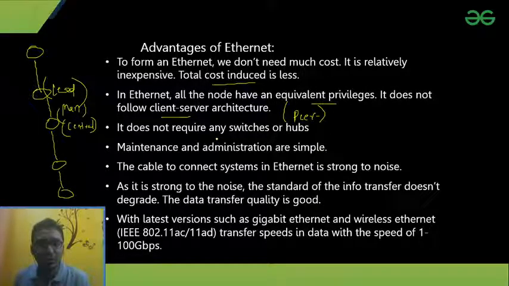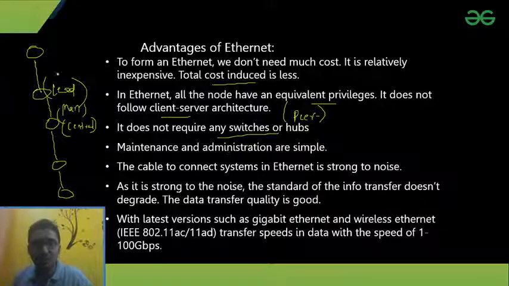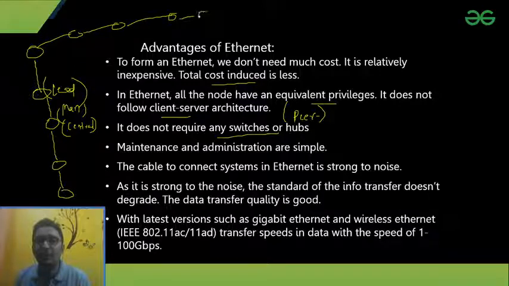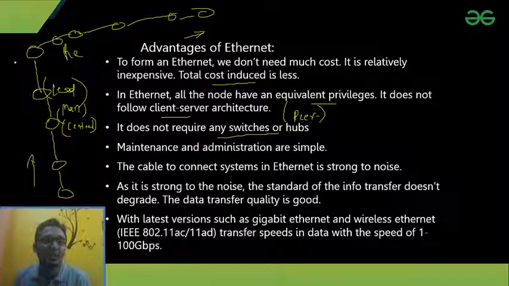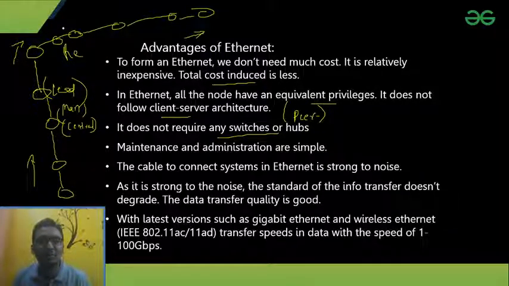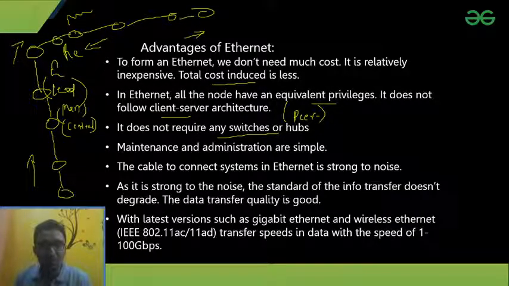It does not require any switches or hubs. It may require a repeater, because if this network becomes very large, the signal sent from this end will gradually reduce in frequency and bandwidth by the time it reaches the other end. But we can insert repeaters here. When the repeater receives a signal from this side, it will amplify the signal and send it here. And if it receives a signal from this side, it will amplify it and send the amplified signal. So it can be done simply with an amplifier. Maintenance and administration are simple.